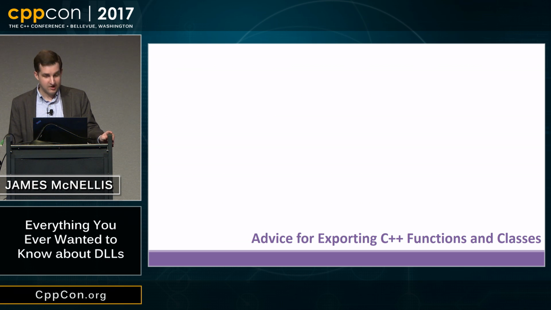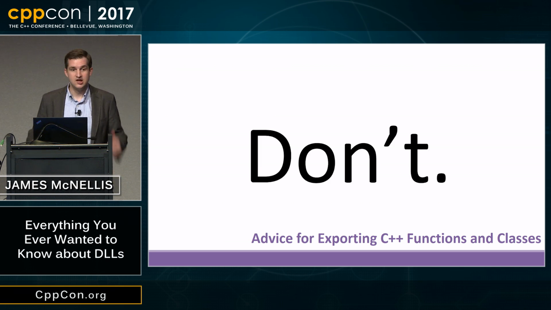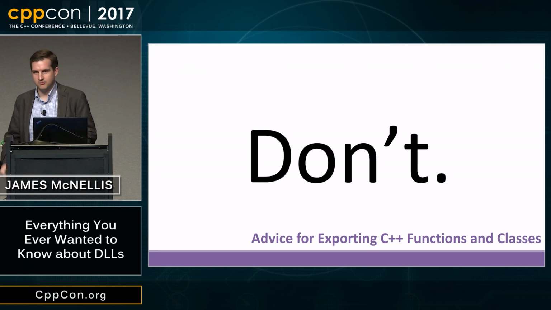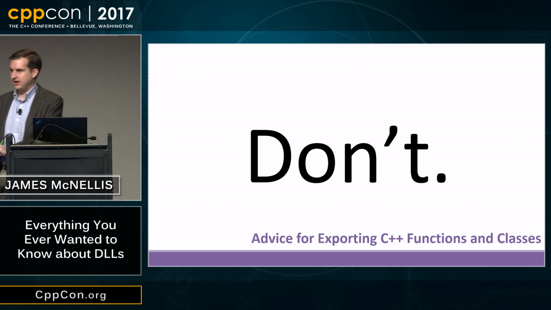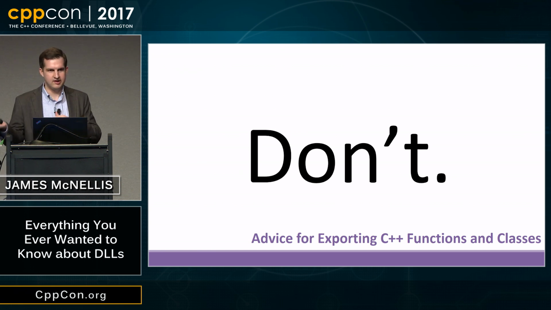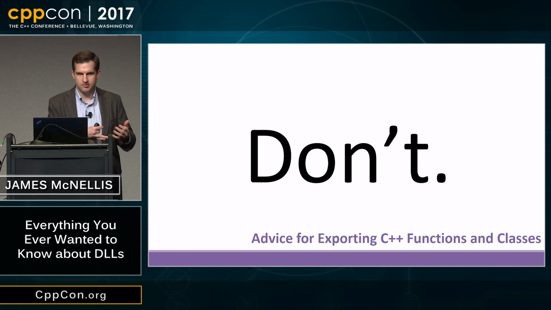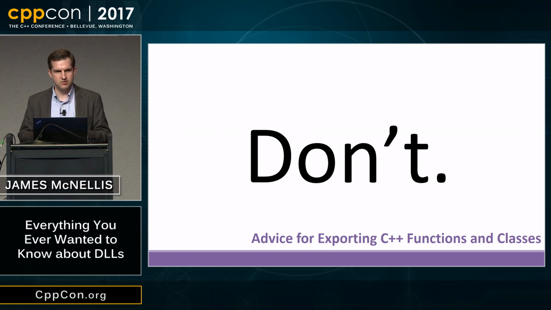So I have some advice for exporting C++ functions and classes. Don't. On Windows, there's no standard C++ ABI, so you're very dependent on the compiler. There's no guarantee that if you throw an exception from one DLL and you catch it somewhere else, that it's guaranteed to work unless you're using the same runtime library. Basically, when you're exporting things from a DLL, you really want to make sure you're using a very stable ABI like C or COM or WinRT, the 3 that are very well defined on Windows.